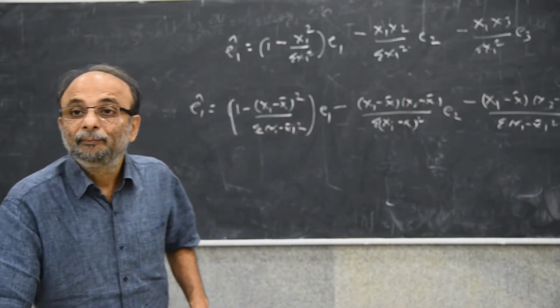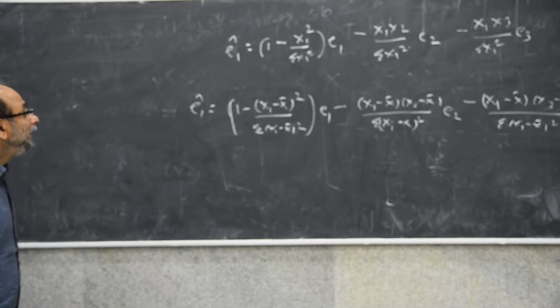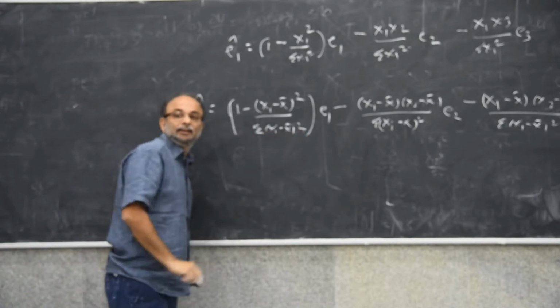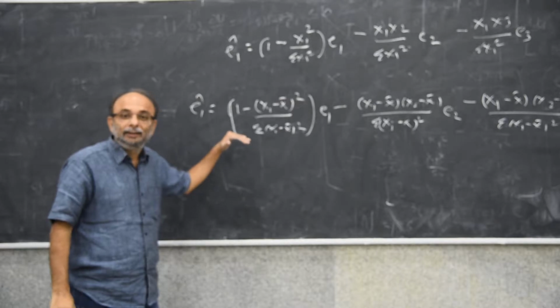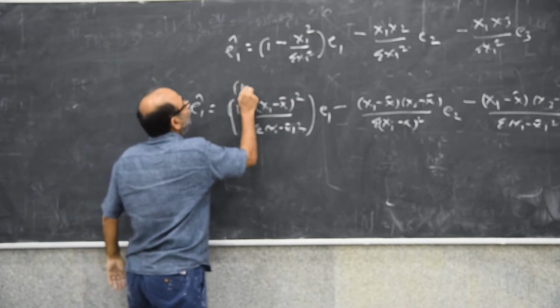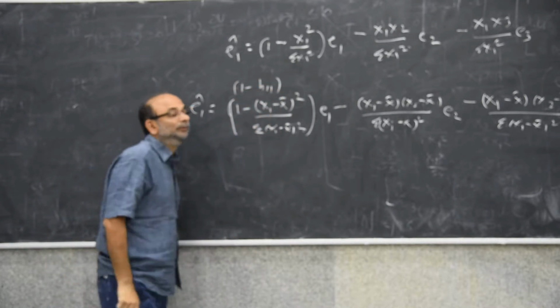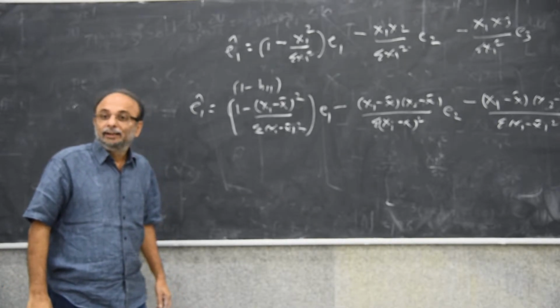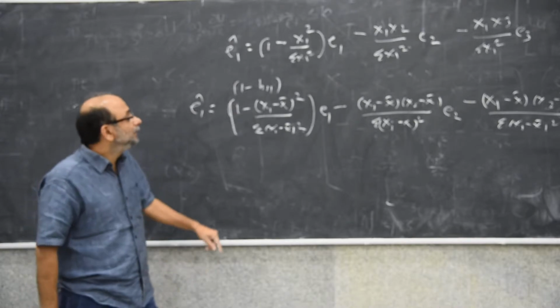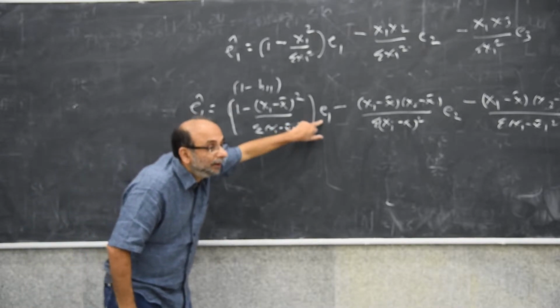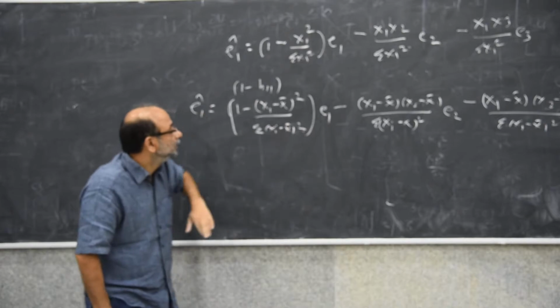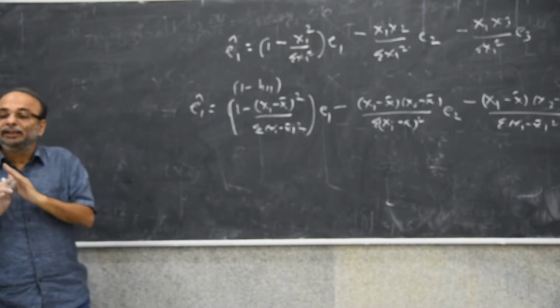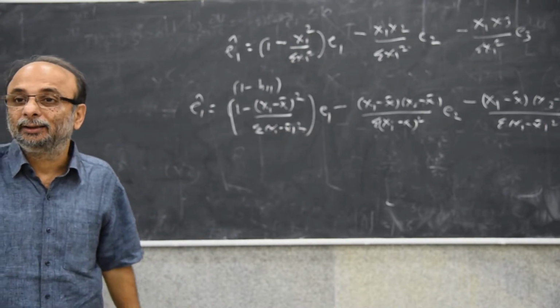E3. Sure? These are called leverages. This is what we call 1 minus H11. This is a leverage. It tells you how much E1... What it says is E1, E2 and E3 all will have an impact on E hat 1.